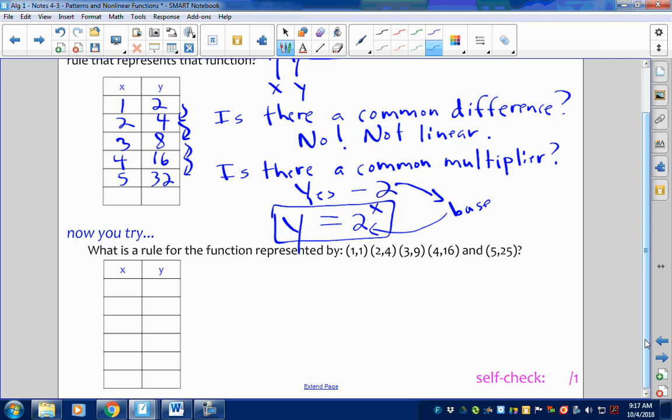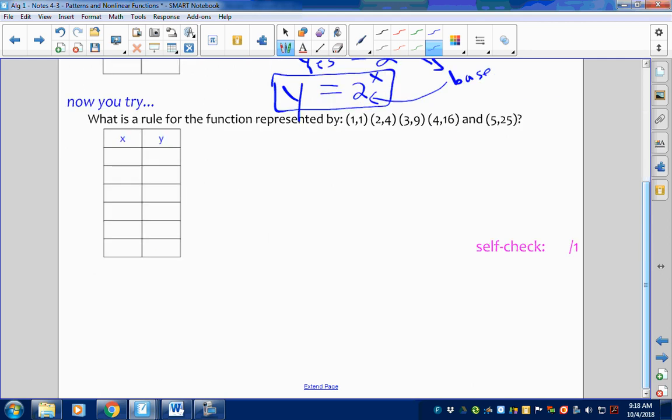If you see numbers like 1, 8, 27, 81, those numbers, that's a cubic, x cubed. This one should be one I think you'll recognize. It says, what's the rule for this? 1, 1, 2, 4, 3, 9, 4, 16, 5, 25. Do you recognize these numbers as I go down here? 1, 4, 9.